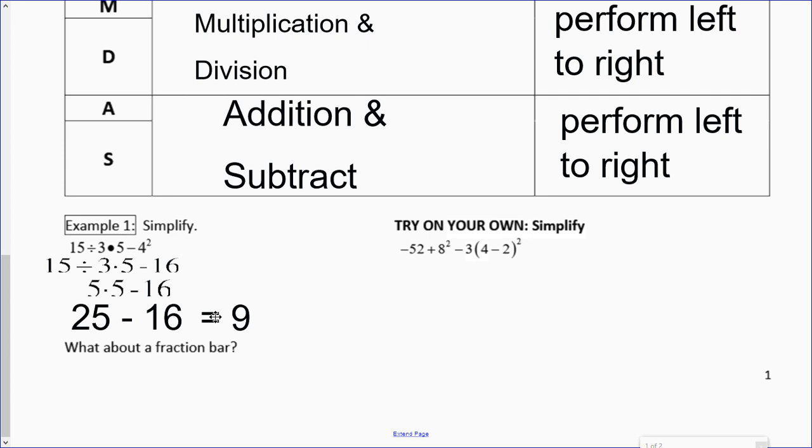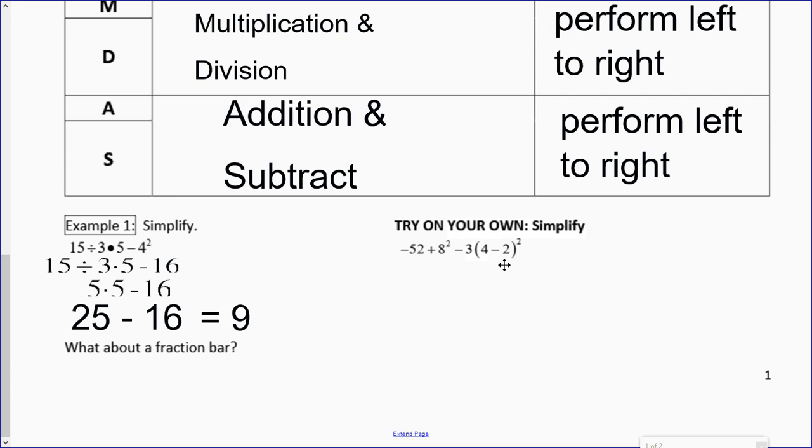Okay? So now you guys are going to try this one on your own. It does have every step in it. Okay? So give this one a try. You can just pause the video while you work on it. And when you're done, go ahead and unpause the video and we'll move on. Okay? So go ahead and pause the video now.